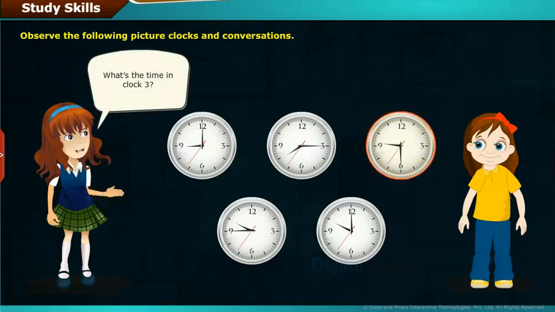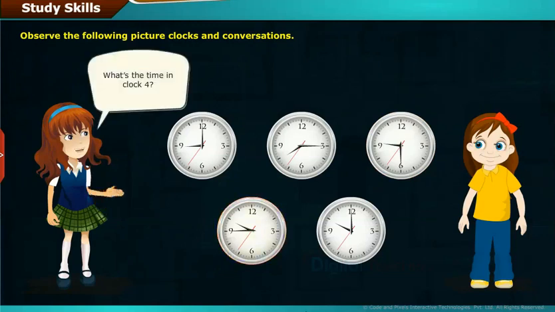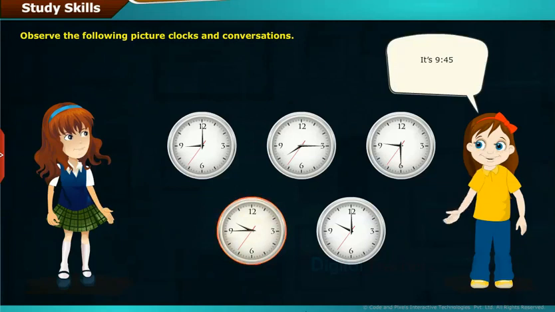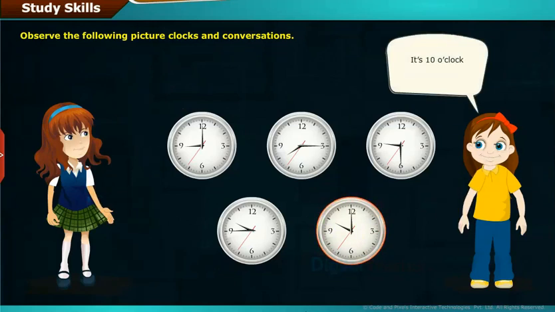What's the time in clock 3? It's 9:30. What's the time in clock 4? It's 9:45. What's the time in clock 5? It's 10 o'clock.